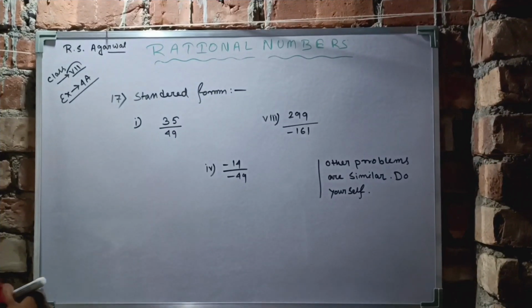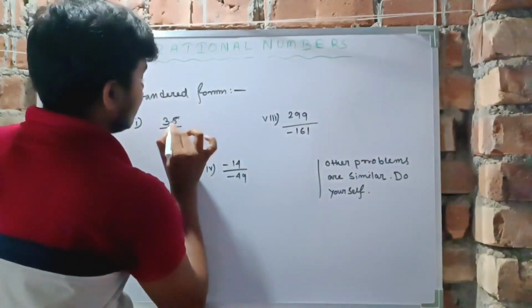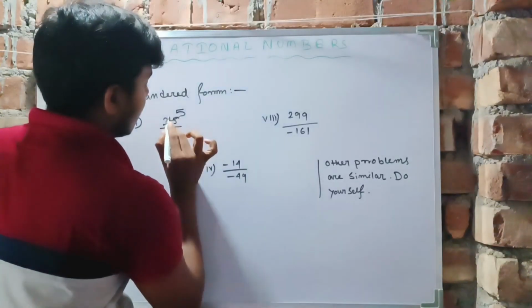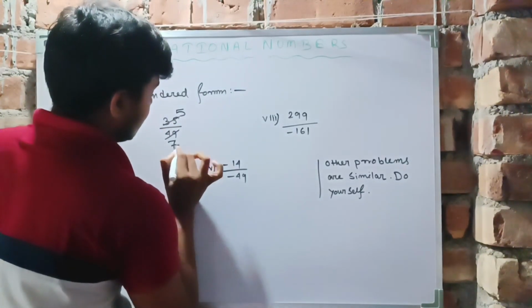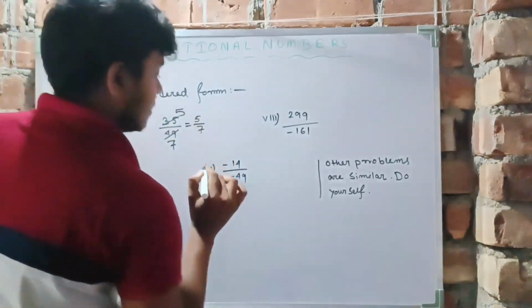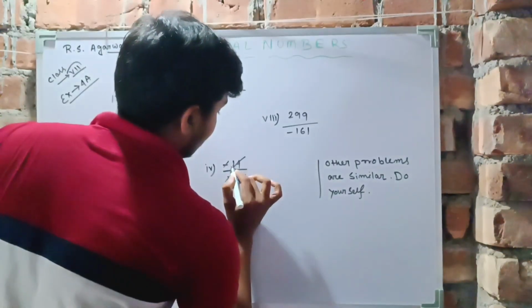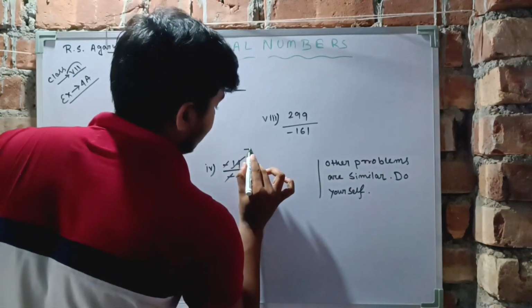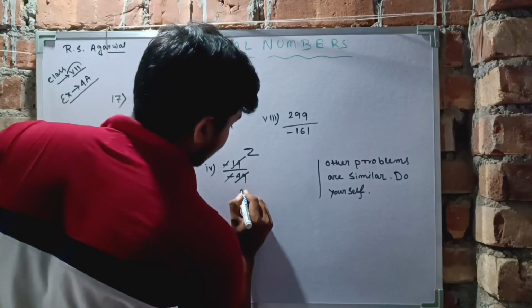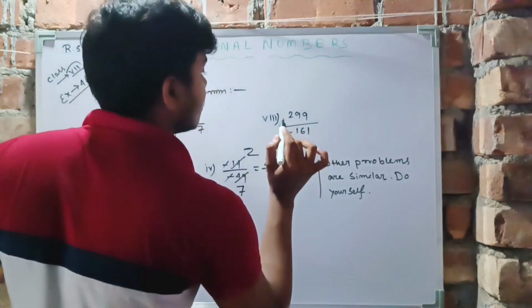So our next problem is, take them to the standard form. 35 and 7 are divisible by 7, that means 5 by 7. This is the answer. 14 by 49, minus minus cancel out. 14 divisible by 7, that means 2. 49 divisible by 7, that means 2 by 7.